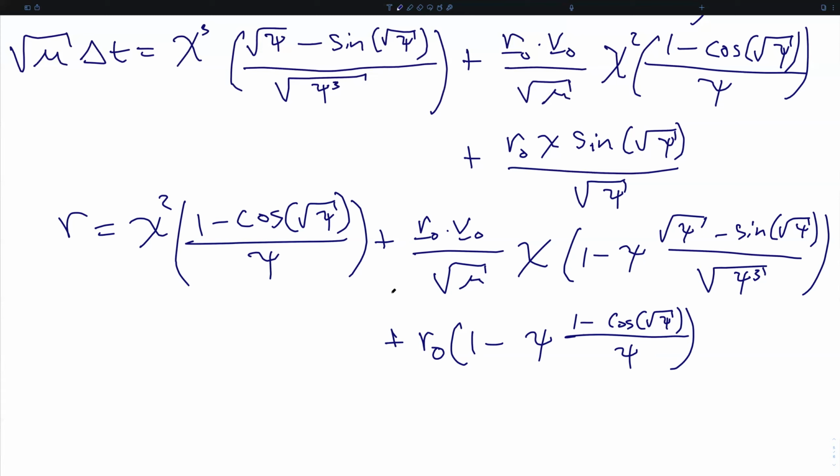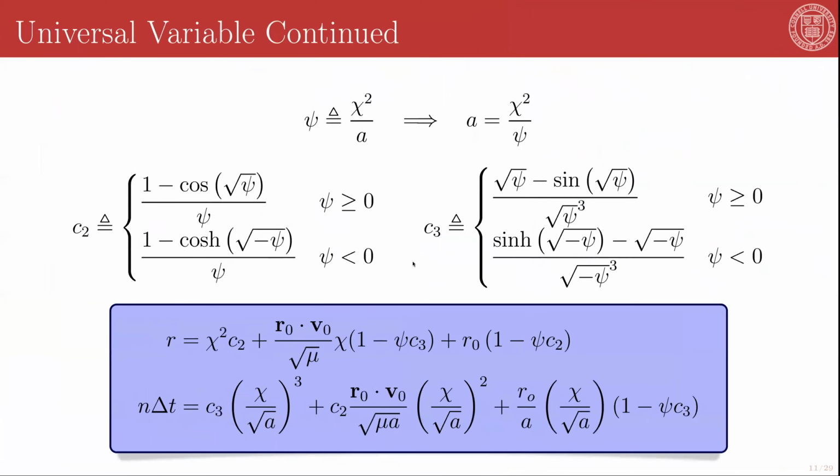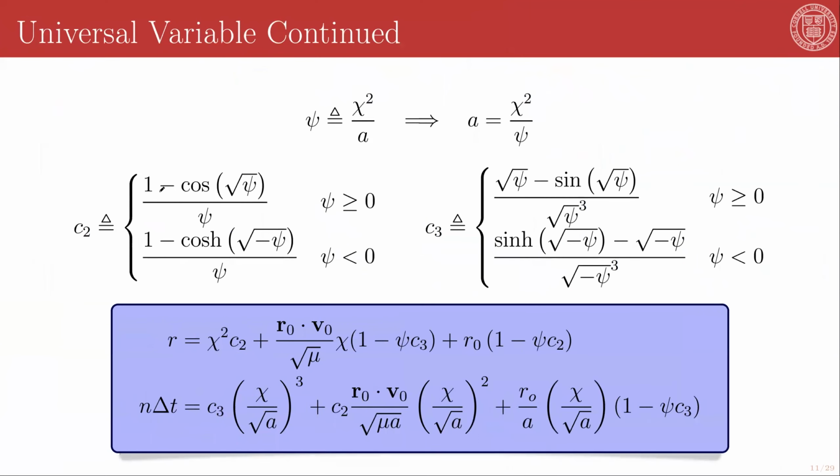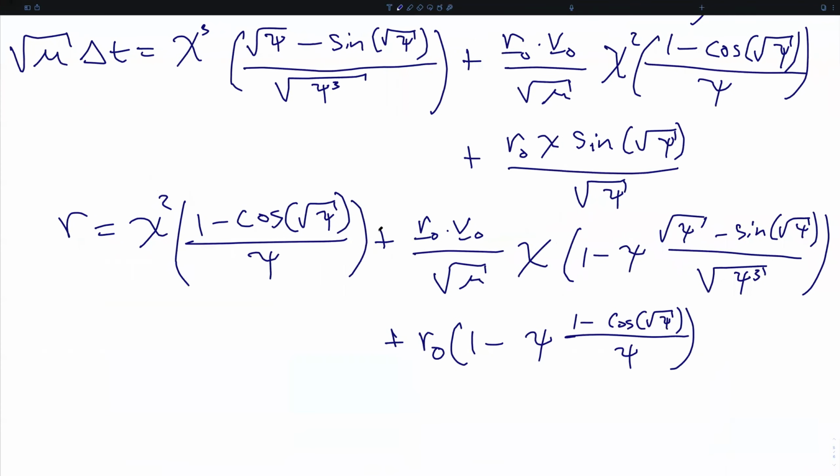What we're going to do now, following Battin's method, is to define two new coefficients. C2 will be defined as 1 minus the cosine of root psi divided by psi. And right now we're dealing with a case where psi is greater than 0 because we started with the case of positive a, which makes this quantity positive. And we will define C3 as root psi minus psi root psi divided by psi cubed square root, which are the expressions that appear very often in these two equations that we just wrote down. So this allows us to simplify this horrible mess quite a bit.